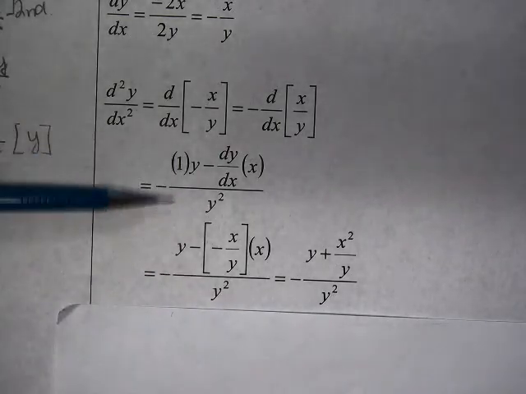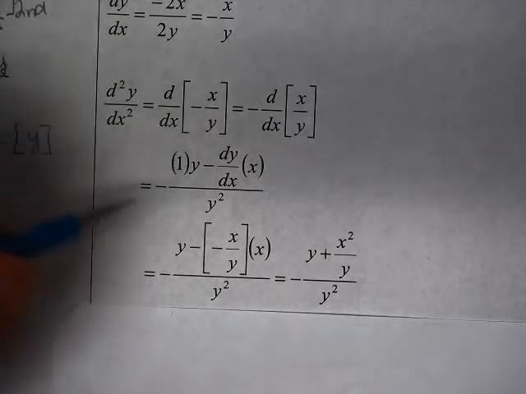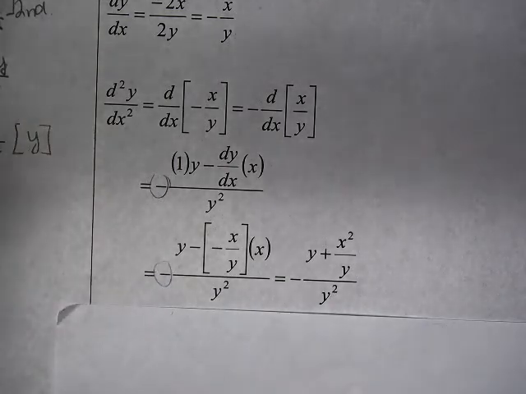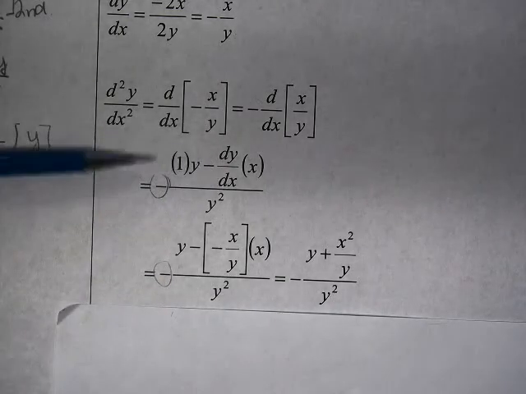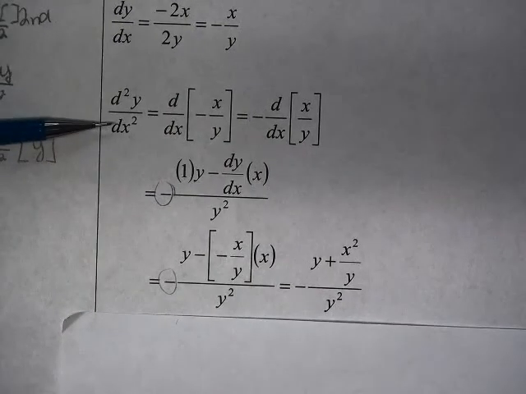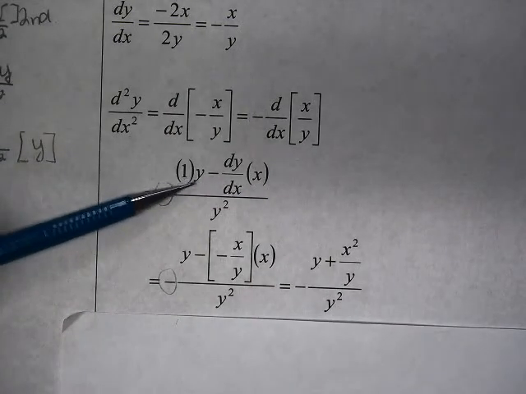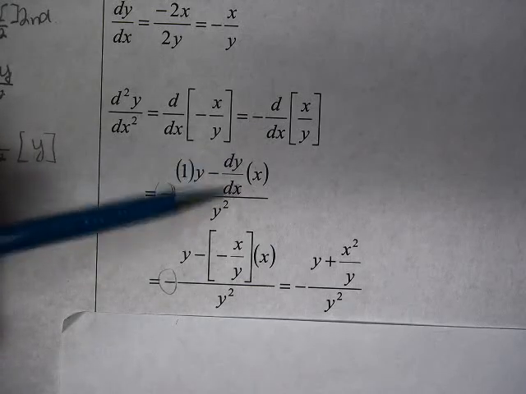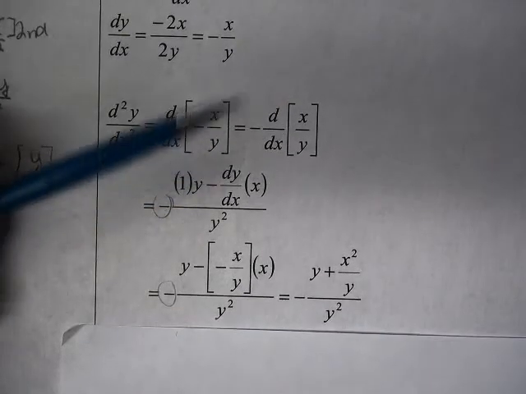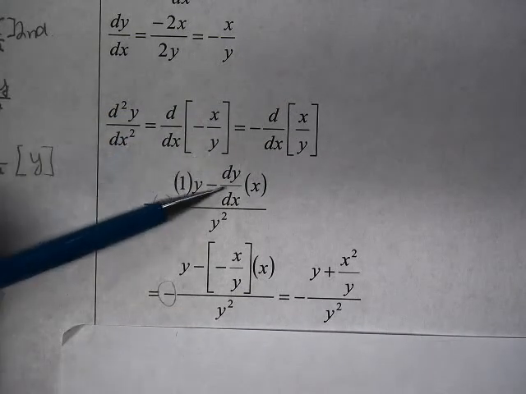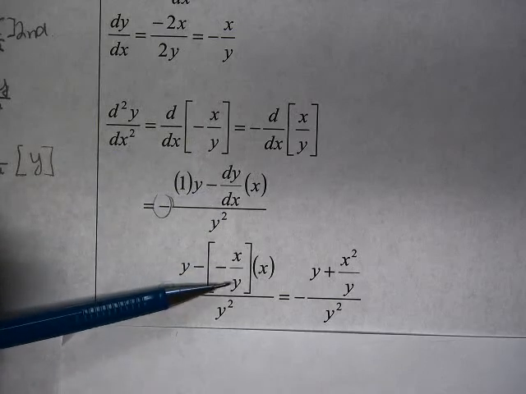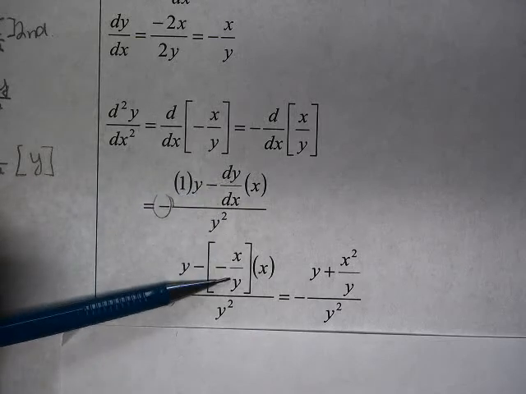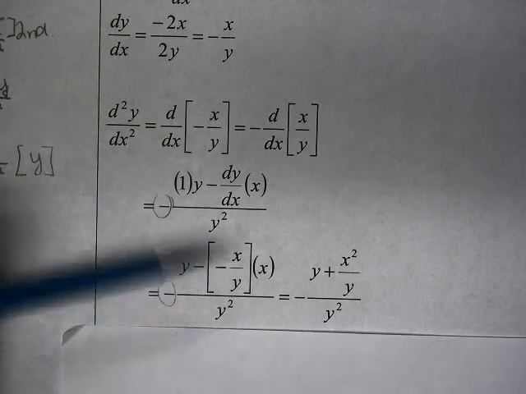So we're here. We've used the quotient rule, and I still have that negative sign. I have to be careful not to forget about that. Now what I'm going to do here is I want this second derivative just in terms of x and y. Right now I have it in terms of x, y, and dy dx. So I'm going to substitute in the first derivative, dy dx. And I know that that first derivative is negative x over y. So I'm going to replace the dy dx with the negative x over y.